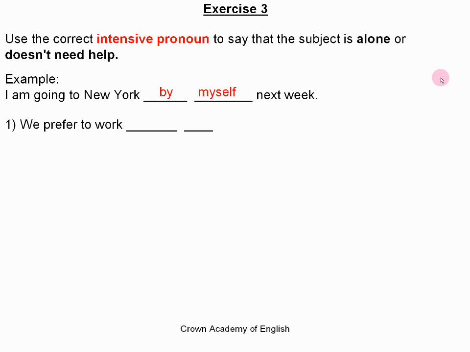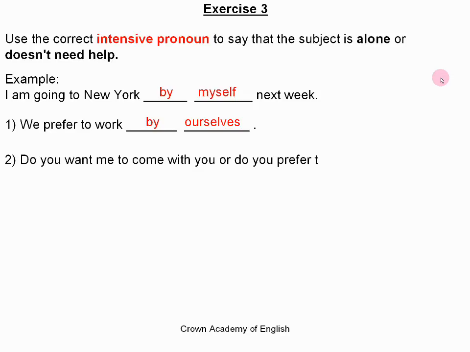Question 1. The answer is, we prefer to work by ourselves. Question 2. And this is referring to you, plural. We are talking to several people. The answer is, do you want me to come with you, or do you prefer to go by yourselves?